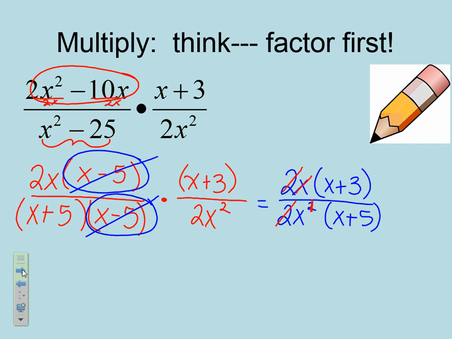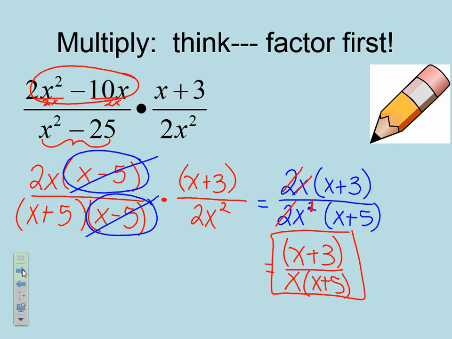So take a look at our final answer. X plus 3 over an x times an x plus 5. Okay, so this is the process we use when we go ahead and simplify rational expressions. We take a look at their factors, see if anything can cancel for us or divide out of the top and bottom, and then we can go ahead and write what we have left.